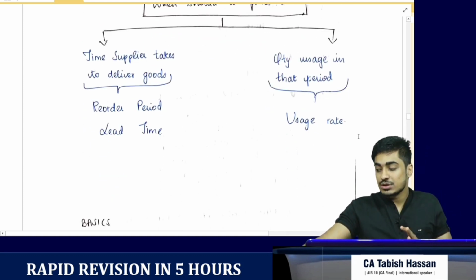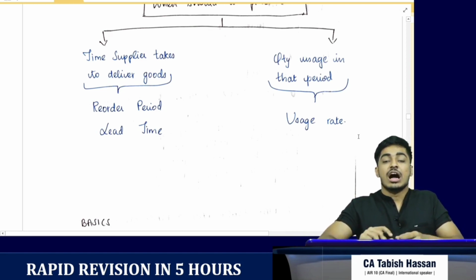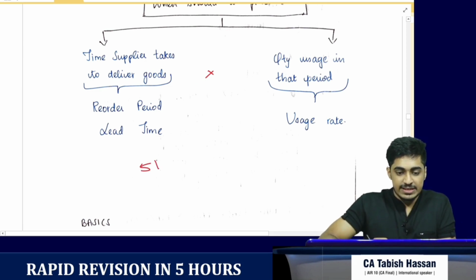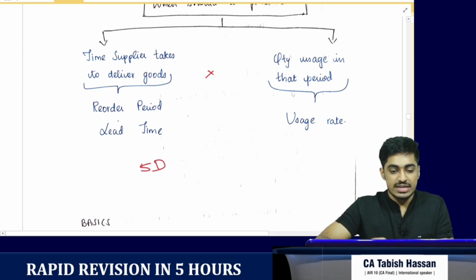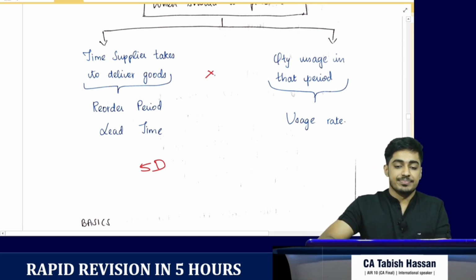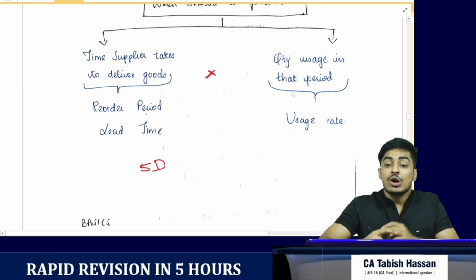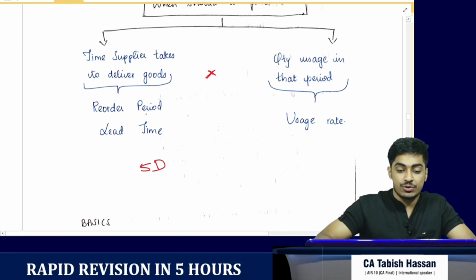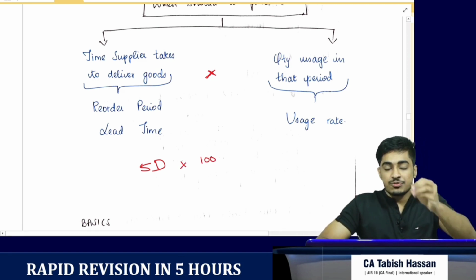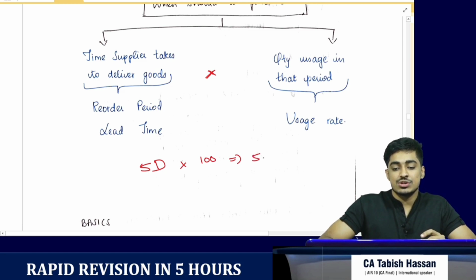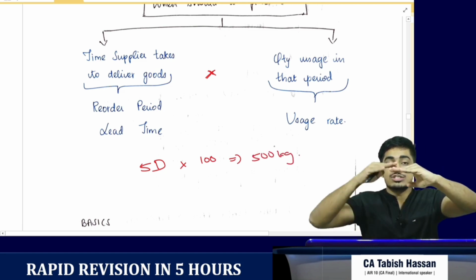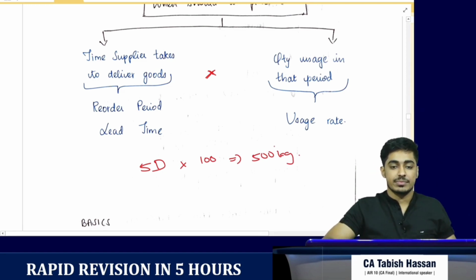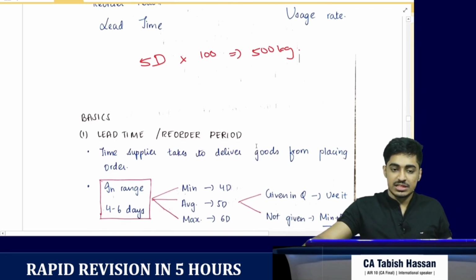So what is it based on? It is based on 2 factors. First is how much time the supplier takes to deliver goods. Say for example, the supplier is taking 5 days to deliver goods. What is it called? It is called the reorder period. It is also called lead time. And there is one more factor. What is the usage I'm making in that period? Say for example, every day I'm using 100 kgs. So the supplier gives me goods in 5 days, and every day I'm using 100 kgs. So when I have 500 kg in stock, I should place the order, so that in 5 days, by the moment it becomes 0, I get the fresh quantity. Okay, clear? So the basics.